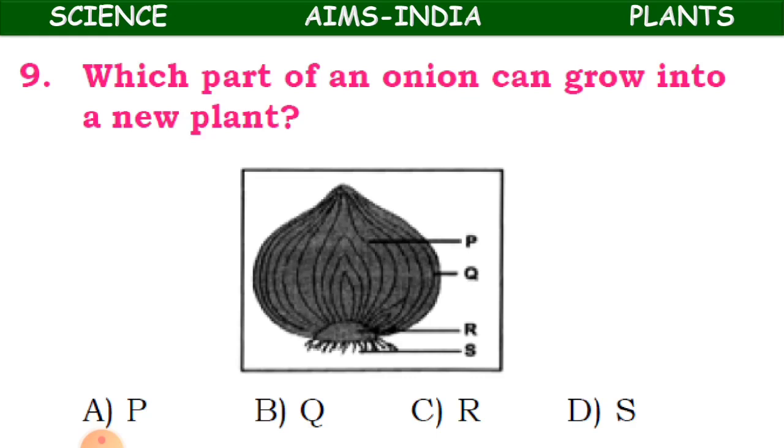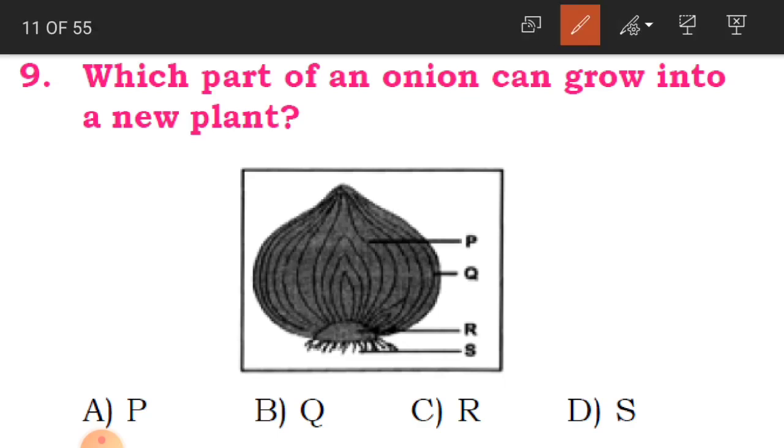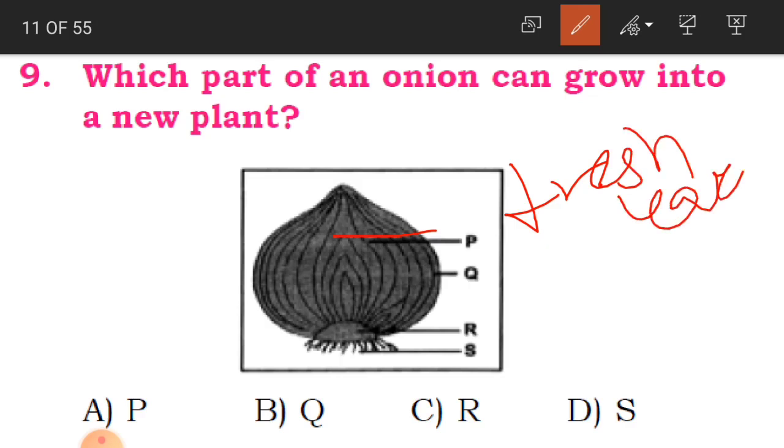Which part of the onion can grow into a new plant? Here, children, see which part of the onion can grow into a new plant. Are you able to see the picture of the onion here? Okay, children, now we'll see what these are. So this P, what is P, children? These are the fresh leaves of the onion. Okay. Q, what is this?